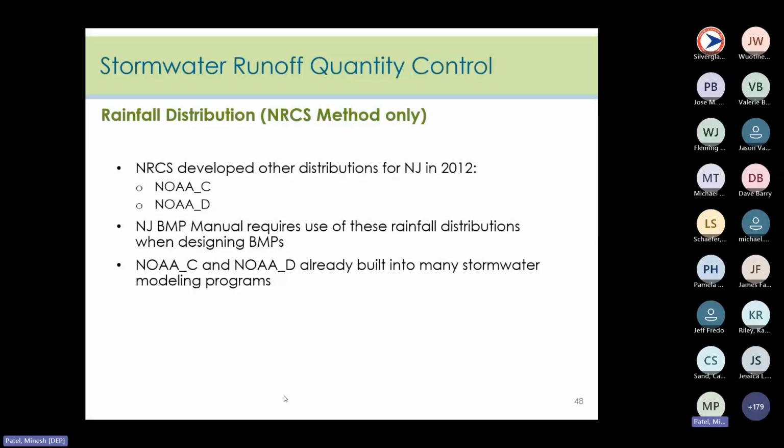NRCS has developed distributions for New Jersey, including NOAA C and D, which the BMP manual requires use of. These are already built into many stormwater modeling programs such as HydroCAD. So the reviewer should check that the correct distribution is selected, which is also dependent upon where the site is located.